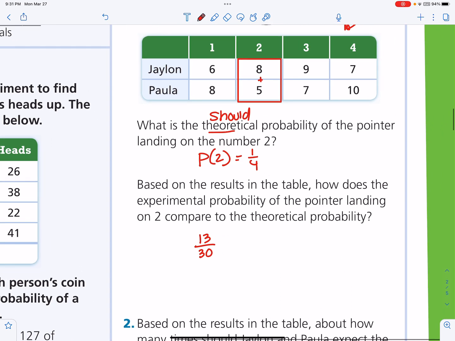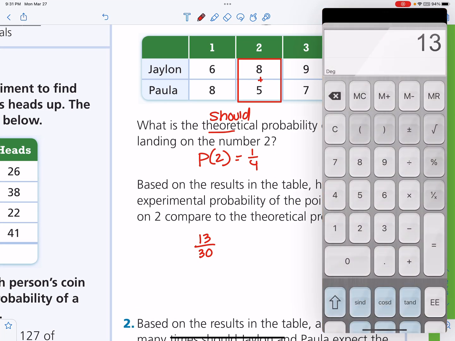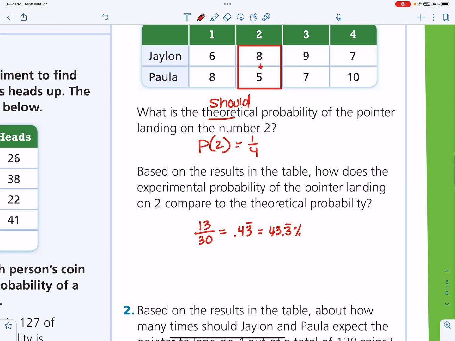Let's go ahead and divide those up so that we can compare. So let's grab the calculator out here. 13 divided by 30 is 0.43 with the 3 repeating, or if I'm looking at a percentage, 43.3 repeating percent chance, whereas my probability up above is 0.25 or 25% chance.